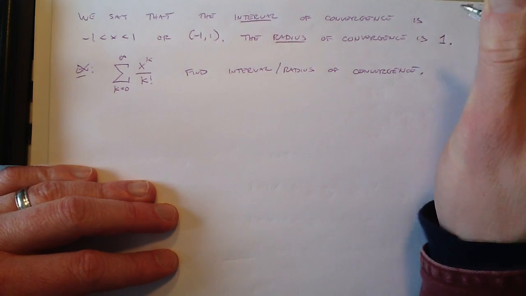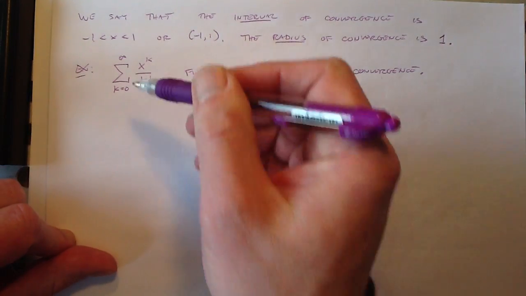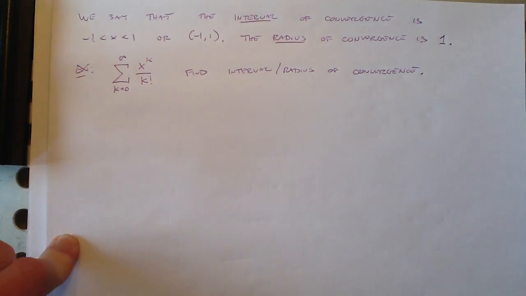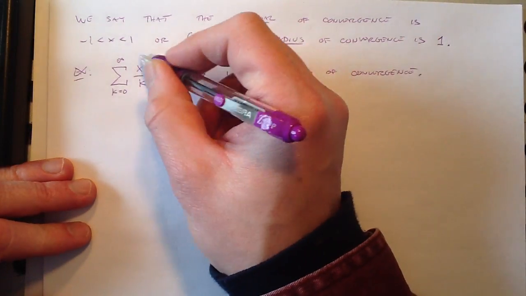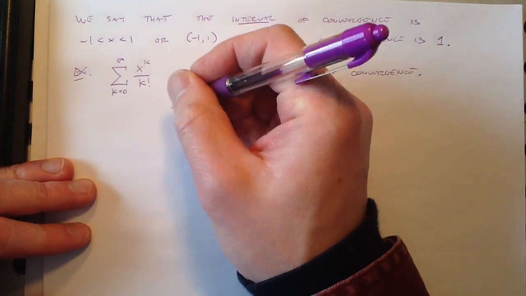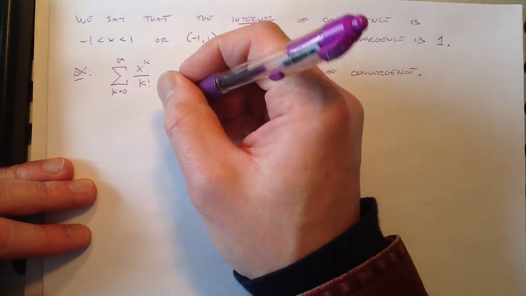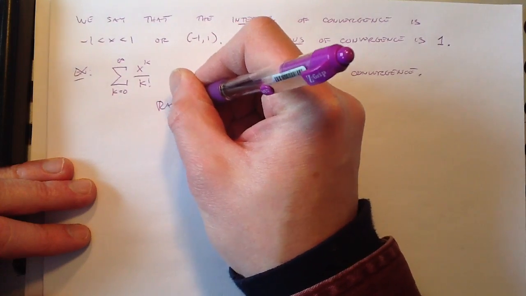Well, right off the bat, we know the center is going to be at 0, right? Because that's just an x. It's not like an x minus 1 or something. If it was x minus 1, then the center would be 1. All right, so by the way, the College Board loves questions exactly like this, as you will see when you do your practice multiple choice. So, ratio test.